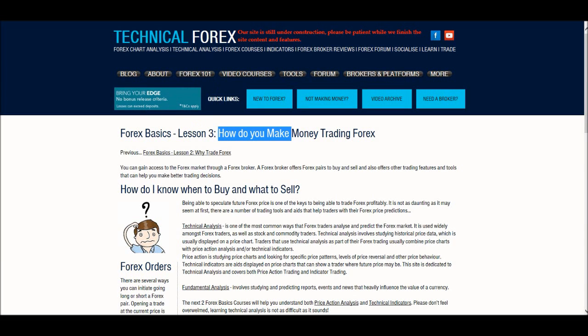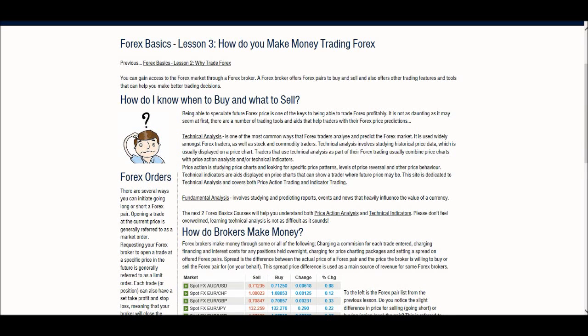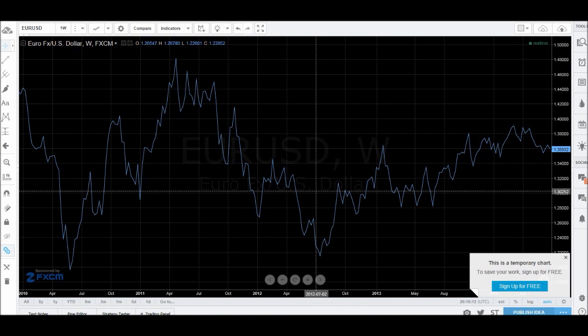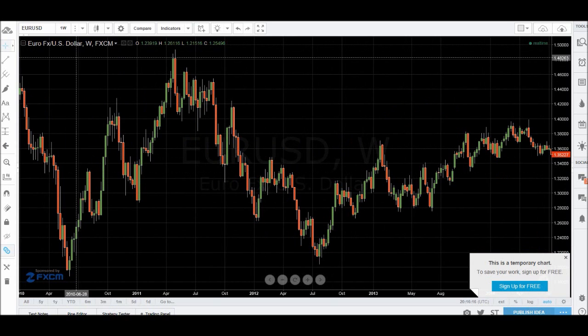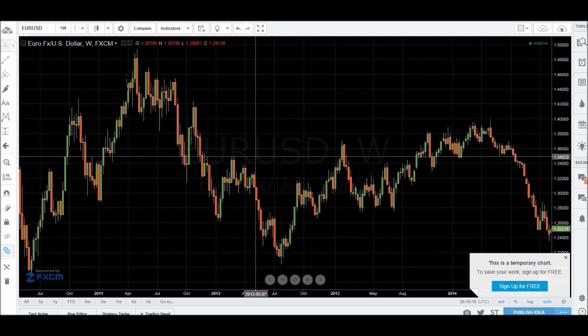How do you make money trading Forex? Now I'm quite excited to get to the end of this Forex Basics course because it's the next lesson that really excites me, and that's all about technical analysis and reading price charts. This is a price chart here. This is what price charts look like. They also look like this, candlestick charts.